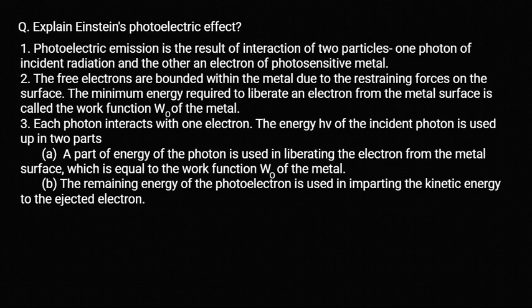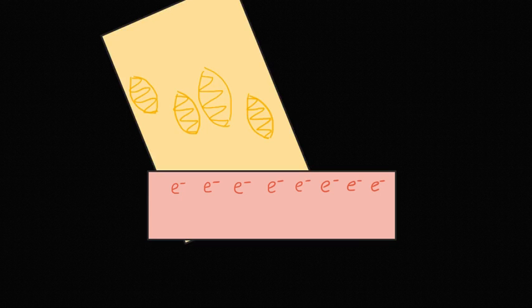Now, point number 3, each photon interacts with one electron. Again consider you have a photosensitive material on the surface of which you have free electrons. When the light is incident, each photon interacts with one individual electron. So if there are 1, 2, 3, 4 photons, then they will interact with 1 electron, 2 electron, 3 electron and 4 electron and so on. So each photon interacts with 1 electron.